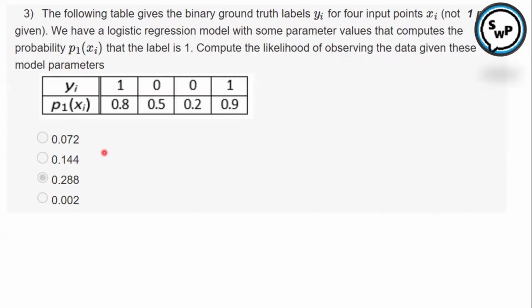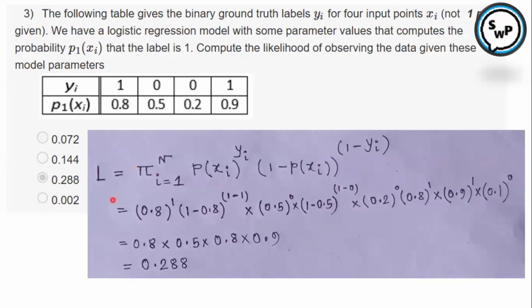So coming to the solution. This is the formula to compute the likelihood: the product over i equal to 1 to n of p(xi) to the power yi into (1 minus p(xi)) to the power (1 minus yi). Now what is p(xi)? p(xi) means this value, that is p1(xi). Suppose 0.8 is one of the values of p1. For each yi value there is a corresponding p1(xi) value, and that is the p(xi) here. So when p(xi) is 0.8, the yi value is 1, right? And for 1 minus p(xi), that means (1 minus 0.8) to the power 1 minus yi, that means 1 minus 1.